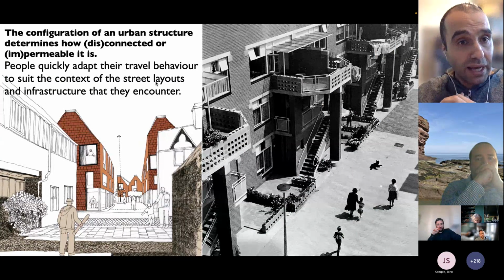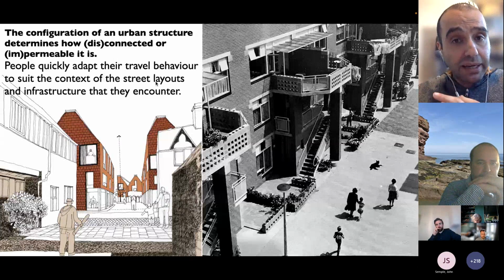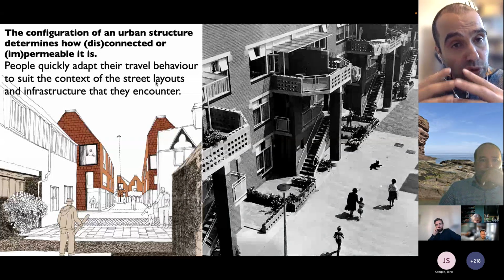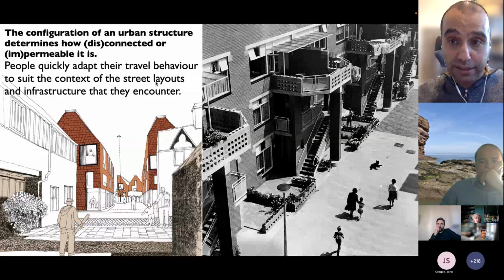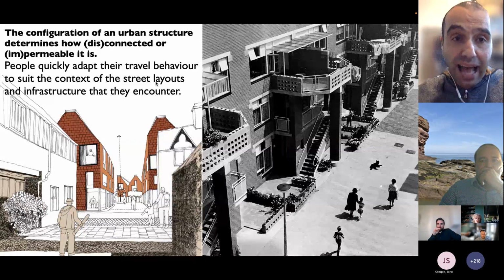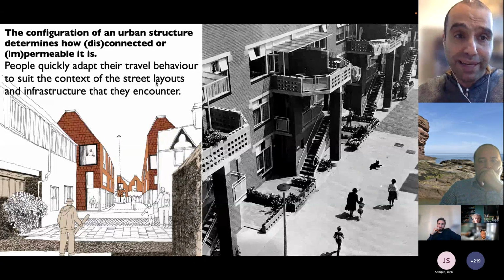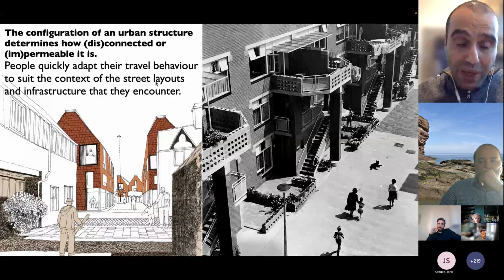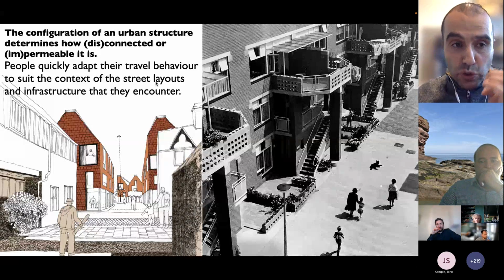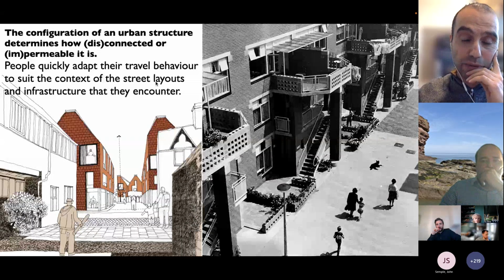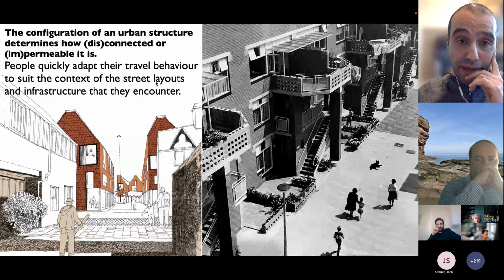One thing we found out as well through intensive research, it's a very critical point for me when it comes to the rural context: the configuration of urban structure will determine how connected or impermeable it is, because people quickly adapt their behavior and their travel behavior to suit the context of street layouts and the infrastructure they encounter.